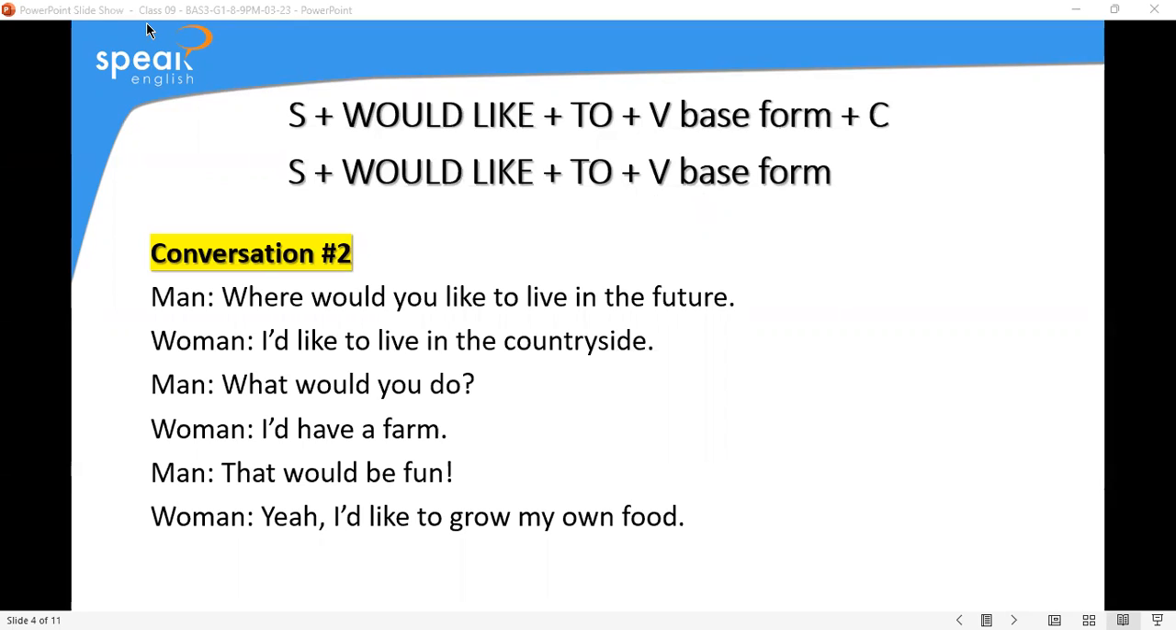Carla, where would you like to live in the future? I'd like to live in the countryside. What would you do? I'd like to have a farm. That would be fun. Yeah, I'd like to grow my own food.